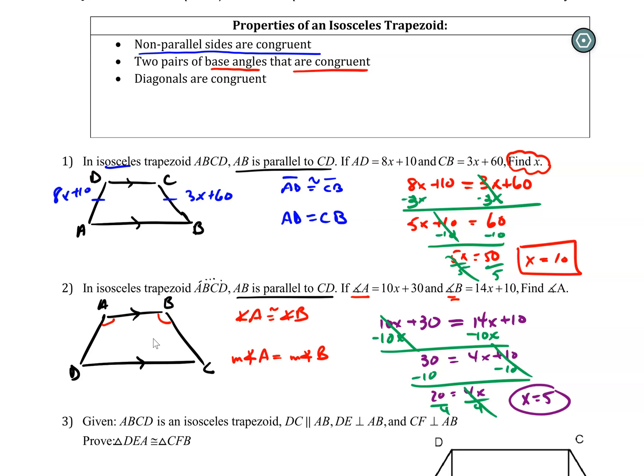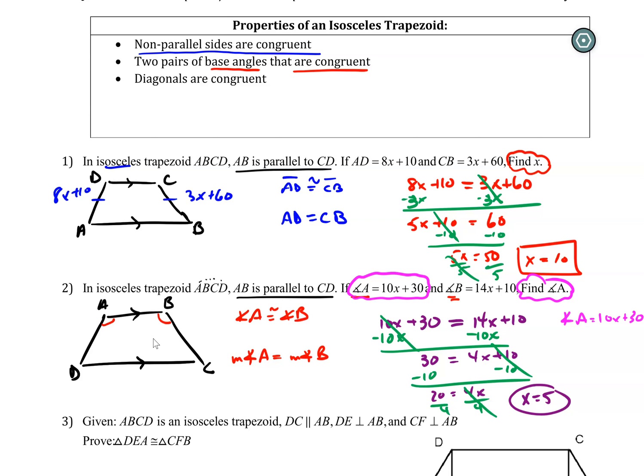We found an x. And again, I circled this one because I'm not done, right? The question asks me to find angle A. This is just x. X is 5. I've got to plug this back in to whatever A actually is. So angle A equals 10x plus 30.